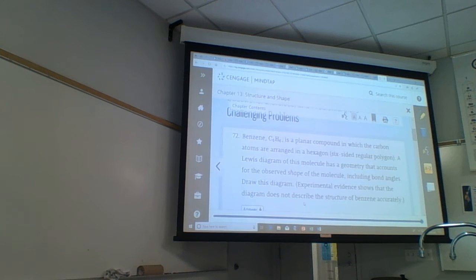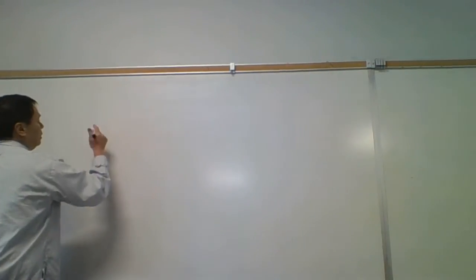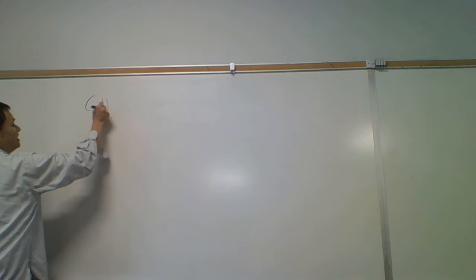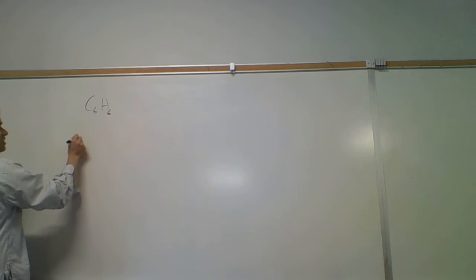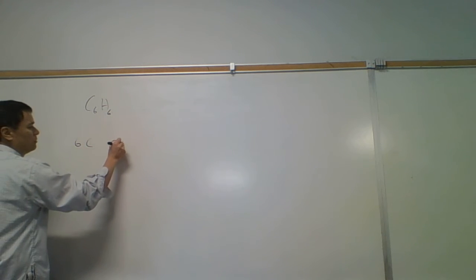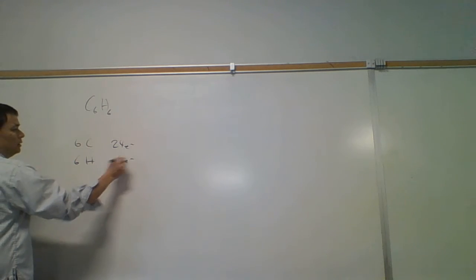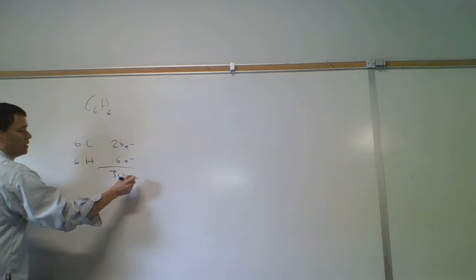All right, so they're telling us that it's a ring structure. So if we look at C6H6, how many electrons do we have? We've got 6 carbons, 6 times 4 is going to be 24 electrons. We've got 6 hydrogens. So altogether we have 30 electrons.